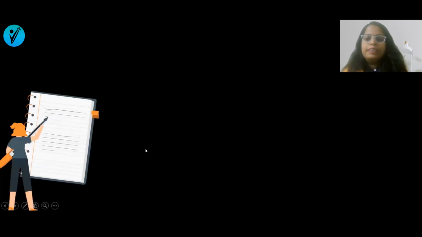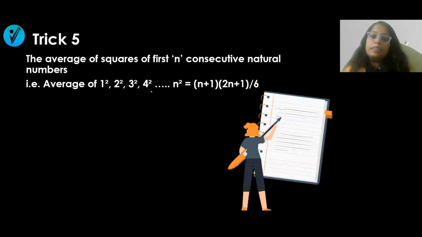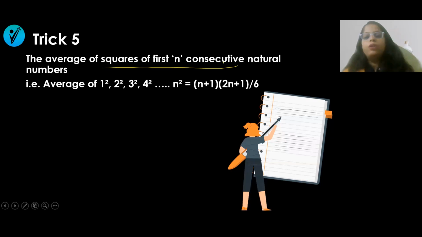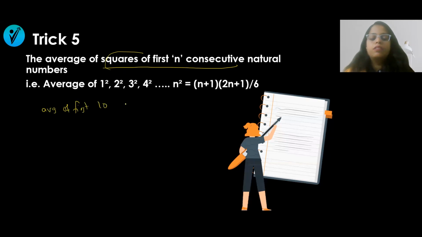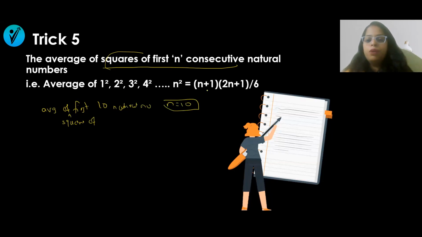Now let's jump towards trick number 5. In trick number 5, the average of the squares of the first n consecutive natural numbers. We have seen it for natural numbers, but now we will find the squares of the natural numbers, like 1 square, 2 square, 3 square, up to n square. Suppose I have to find the average of the squares of the first 10 natural numbers. That means my n will be 10.